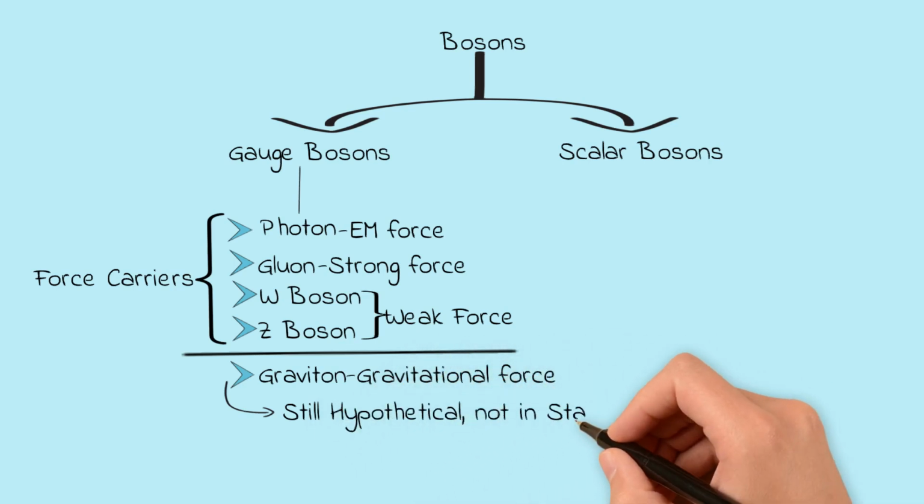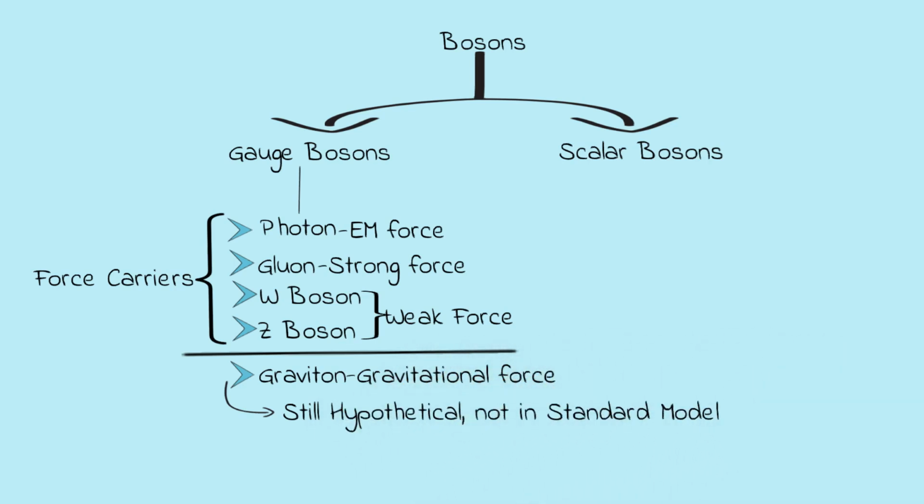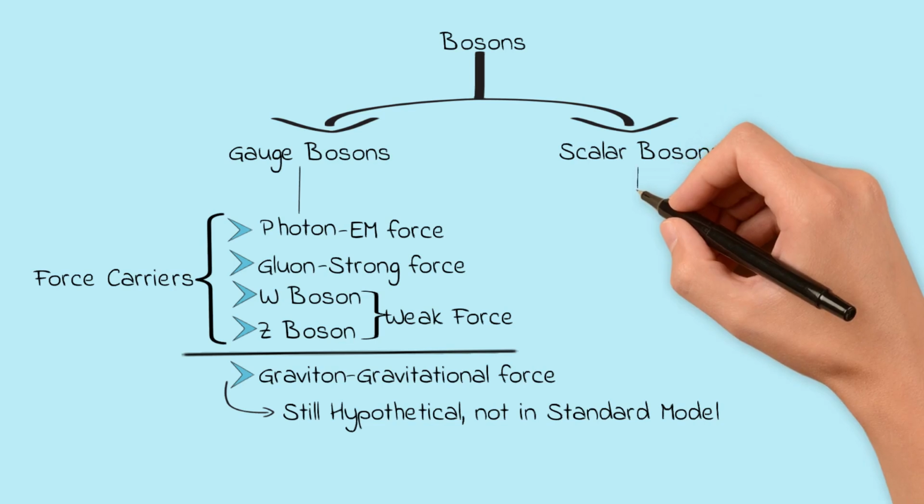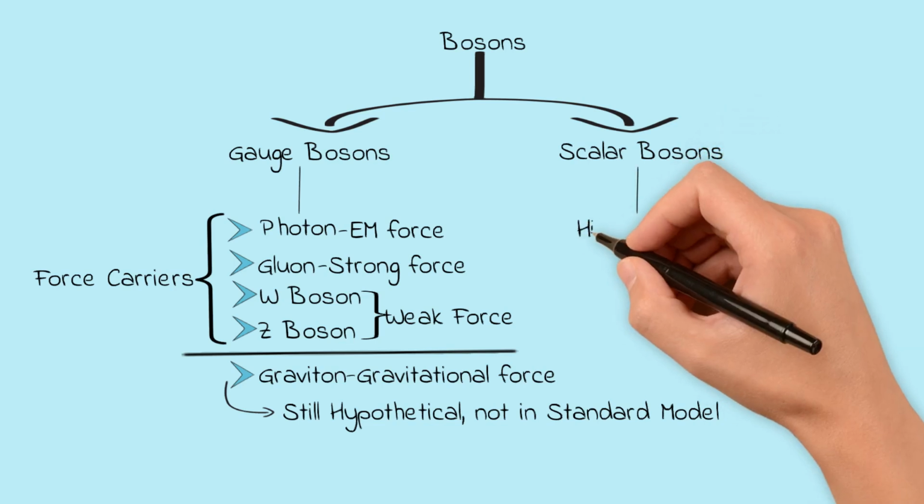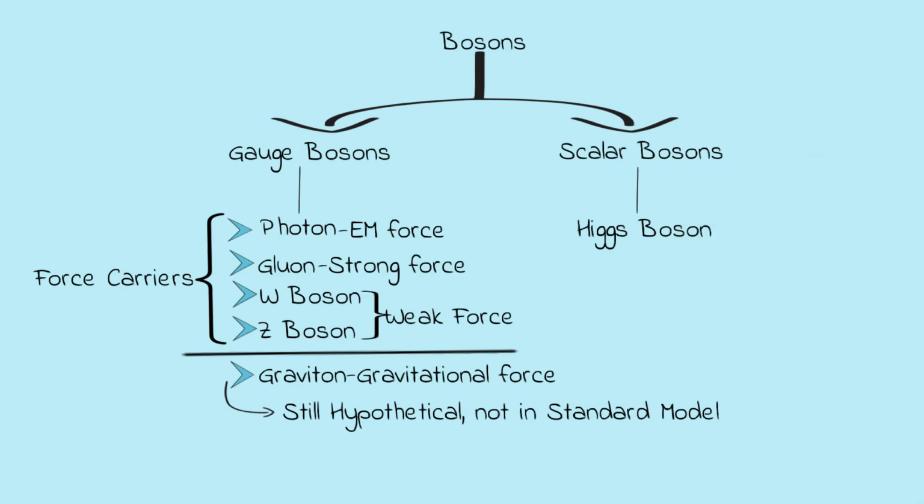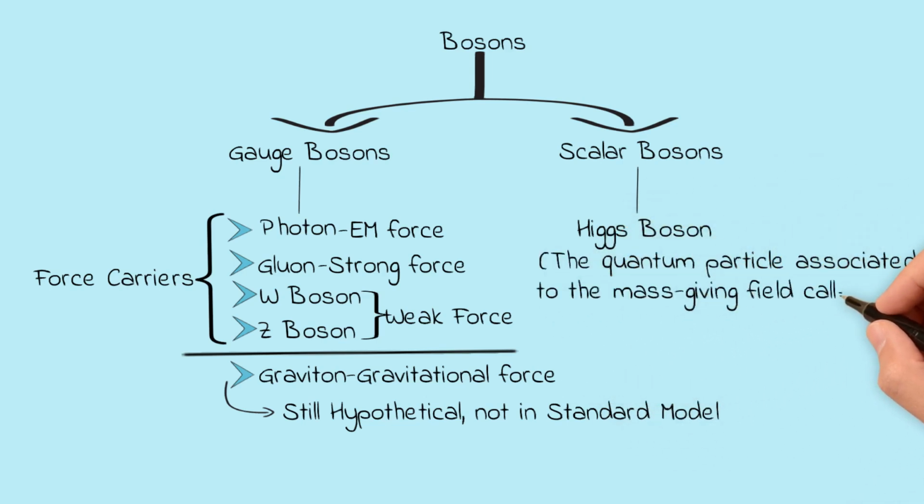However, the graviton as a force carrier for gravitational force is still hypothetical. It is only a theoretical treatment at this level. The standard model, which is a physics theory that explains how the basic building blocks of matter interact, does not include the theory of gravity. The scalar boson, on the other hand, is only a single boson, and is called the Higgs boson. The Higgs boson is the quantum particle associated with the mass-giving field known as the Higgs field.